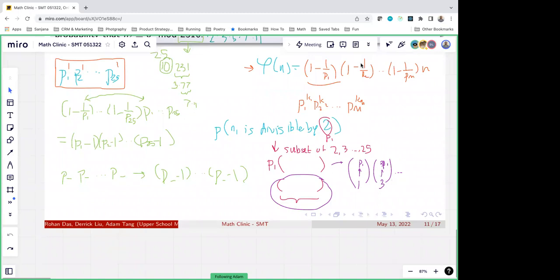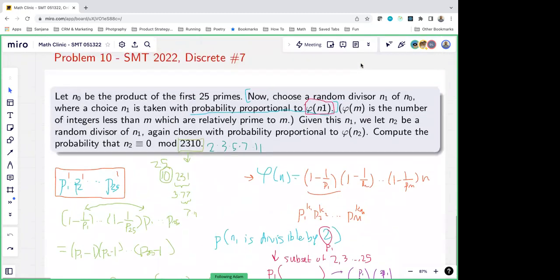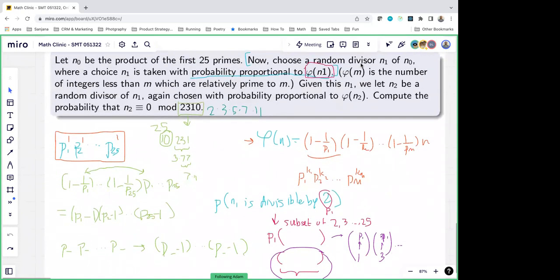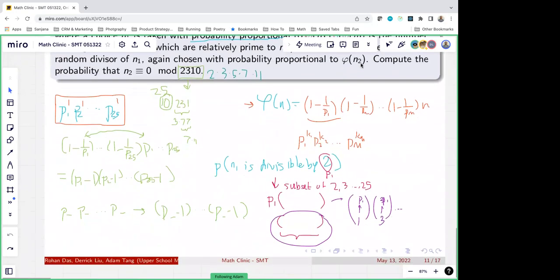And now we can use the phi proportionality here. The reason why the phi function is so nice is that it's something we call multiplicative. So phi of A times B is phi of A times phi of B. And this is true for all A and B that are relatively prime, so if the GCD of A and B is 1, then phi is multiplicative.